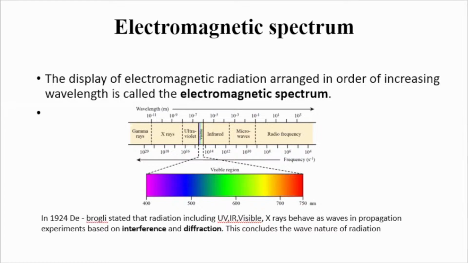Here it is arranged with wavelength increasing, or frequency decreasing. Now you can get a rough idea about wavelength and frequency. If wavelength is increased, that means frequency is decreased. Wavelength and frequency are inversely proportional to each other.